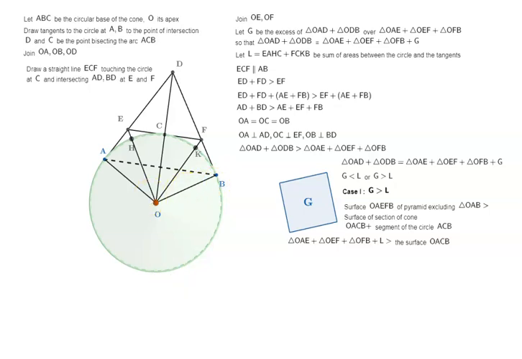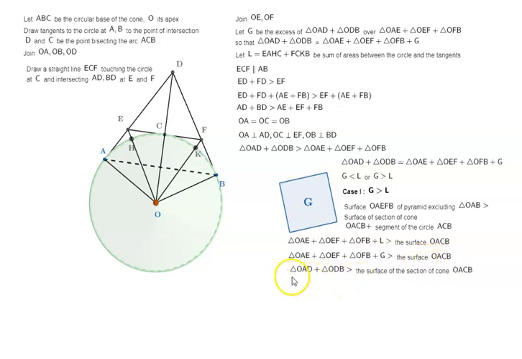So, which means instead of L, if we take G, and since G is greater than L, that means triangle OAE plus OEF plus OFB plus G will be much more greater than the surface OACB, surface of the cone.